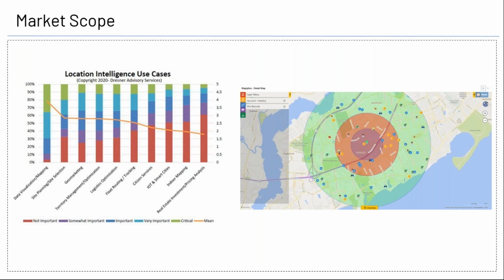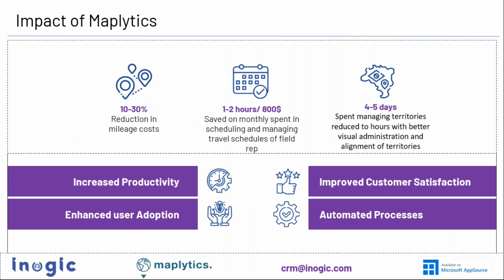Before we go through the various features that I'll be covering today, let's see a few examples of the impact of Maplytics in the business. With Maplytics in use, the organizations are able to reduce mileage cost by 10 to 30%. And we all know how valuable it is to save fuel. And scheduling trips used to be a tedious process, but with Maplytics, people are able to save 1 to 2 hours daily. That amounts to about $800 each month.